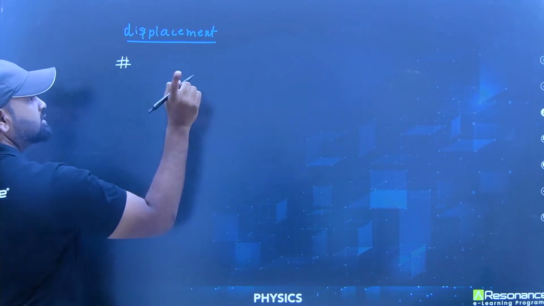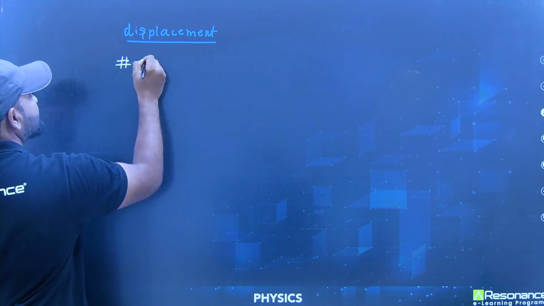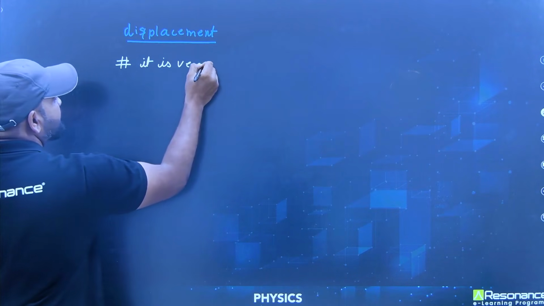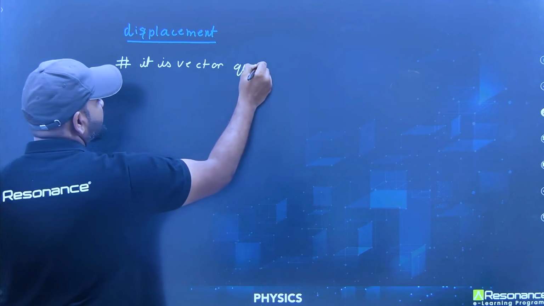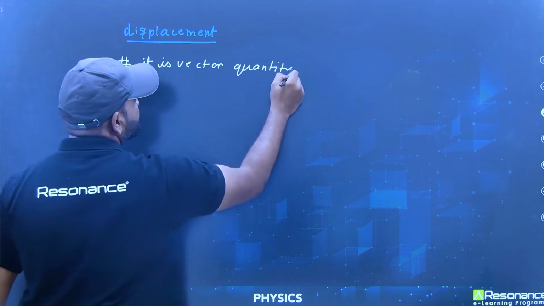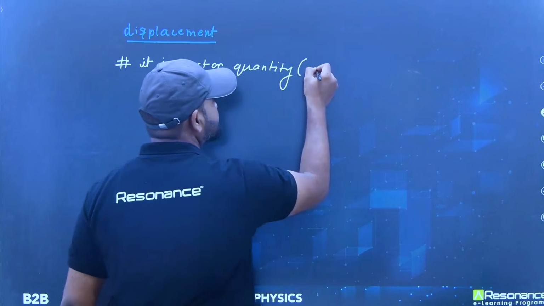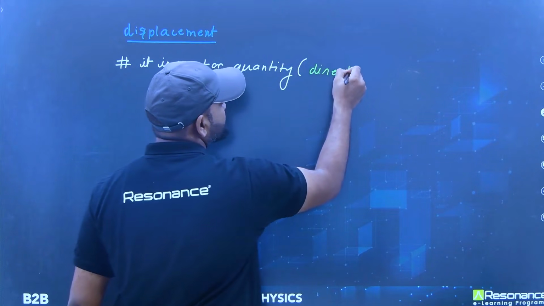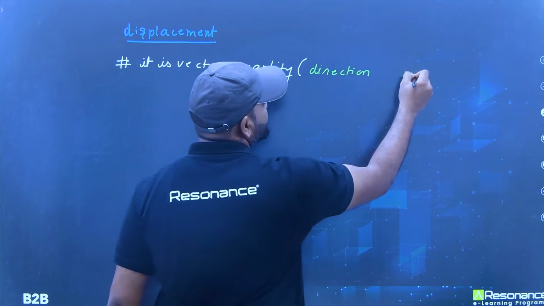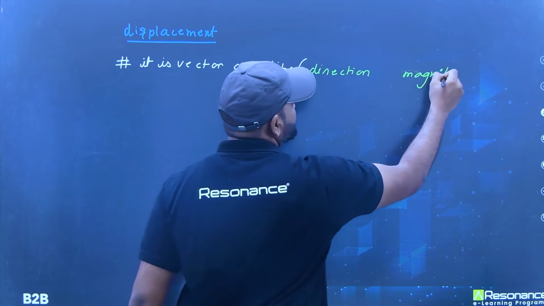First, the one thing you need to understand, it is a vector quantity, meaning it has a direction and magnitude.